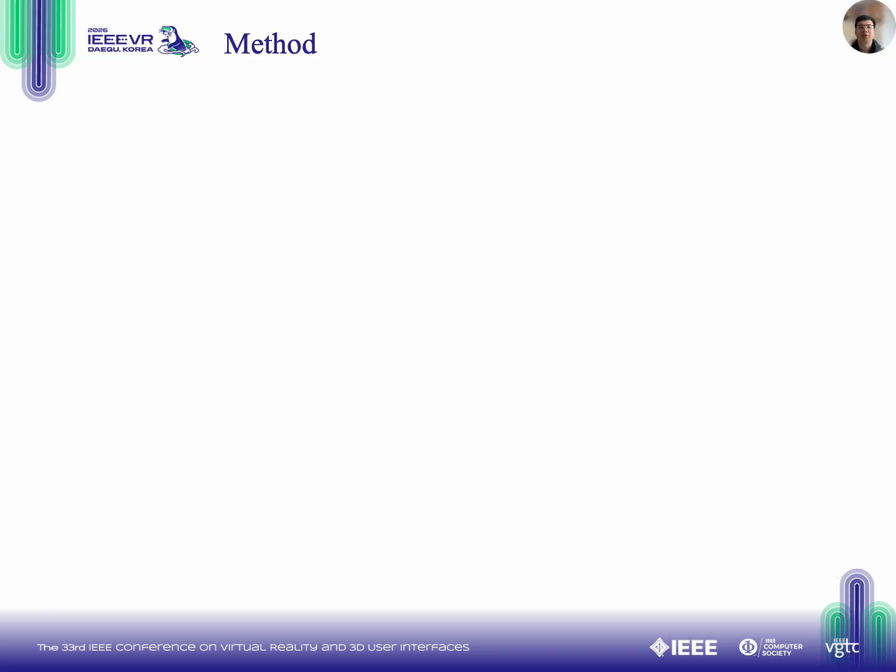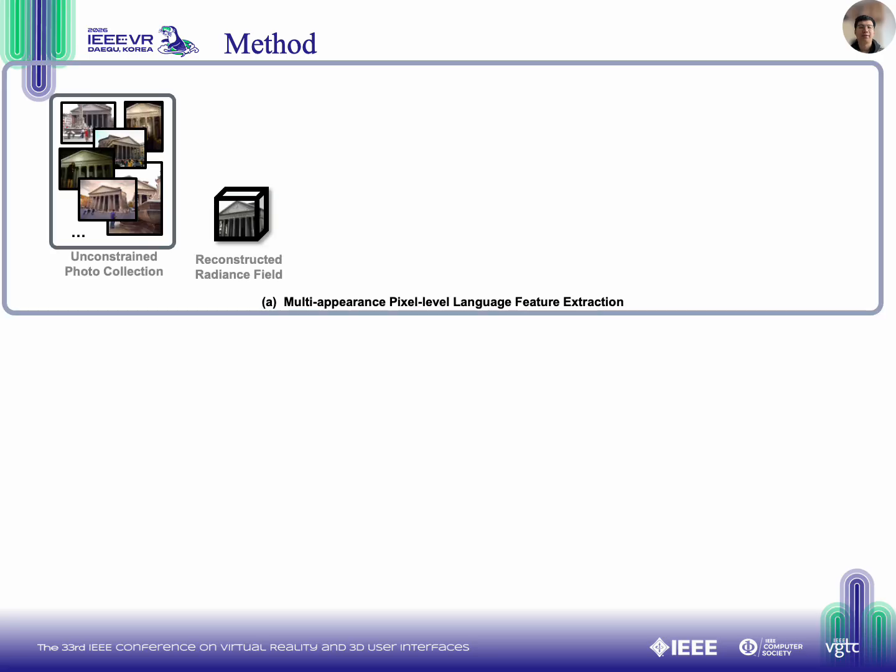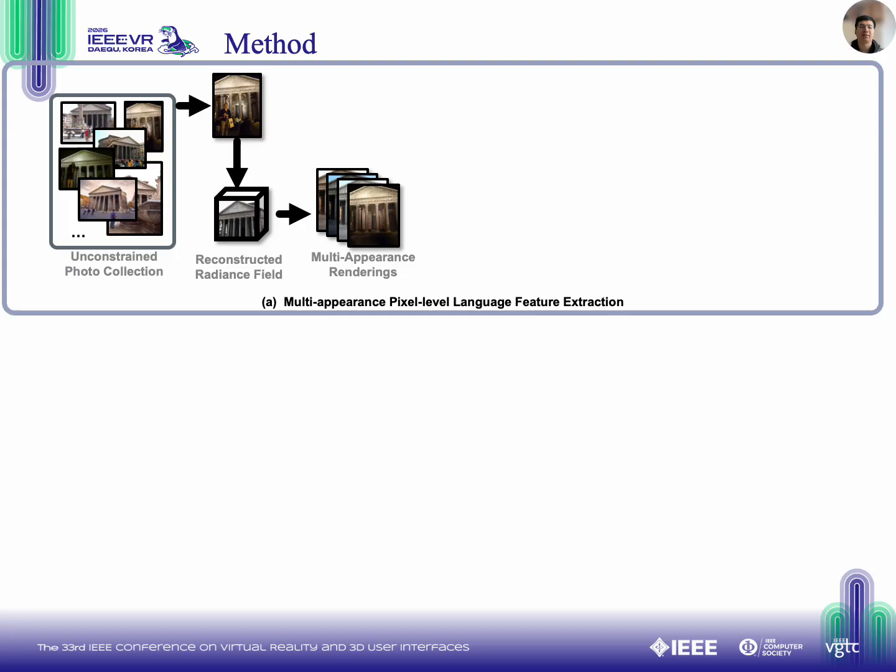Now, let's dive into the proposed pipeline. We start with the multi-appearance pixel-level language feature extraction. Given an unconstrained photo collection, our first step is to reconstruct a 3D Gaussian radiance field using existing in-the-wild methods. Next, from the exact same viewpoints as the original photos, we render multiple novel appearances. For instance, the same scene at night or day, raining or sunny, but all without the transient occluders.